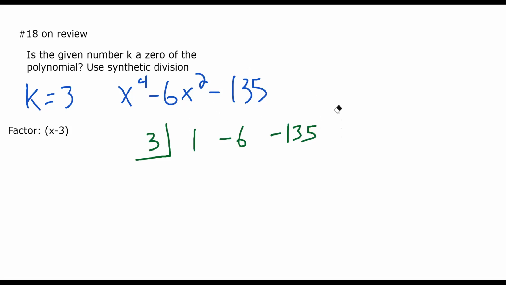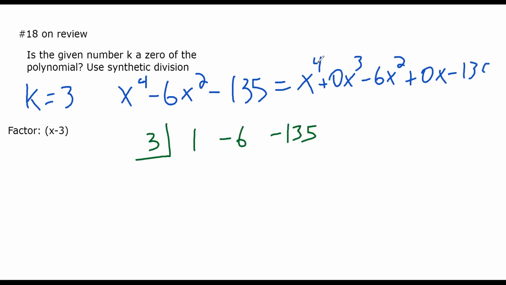The way we remedy that, we need to think of this as, well, if we've skipped over any values, we need to represent them with a 0 coefficient. That is the proper way to set up our synthetic division. Thus, we need zeros in place there.